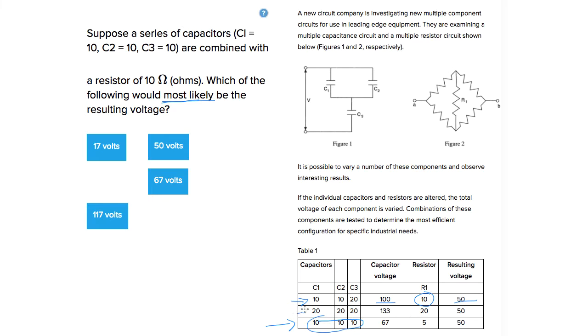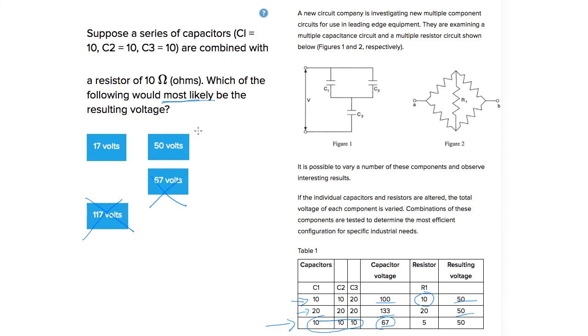When we have another set, 20, 20, 20, we go to 133 volts, and then we have a resistor of 20, and we end up at 50. So we can see that the resulting voltage must be smaller than the starting voltage here. Well, we can at least rule out 117 volts because we're not going to start at 67, add a resistor, and then go up to 117. Similarly, we can rule out 67 volts. We're already at 67 volts, so adding a resistor is not going to bring us there.